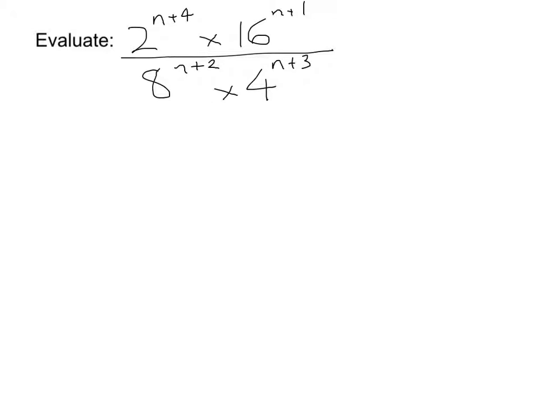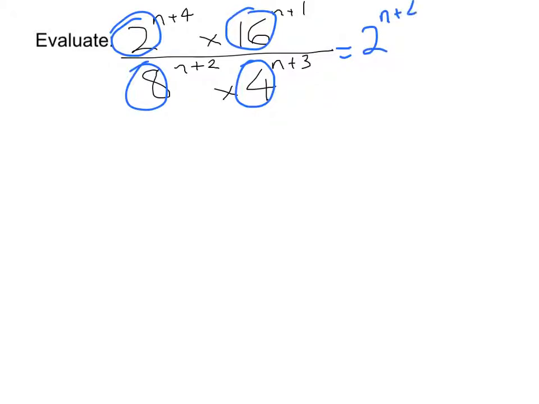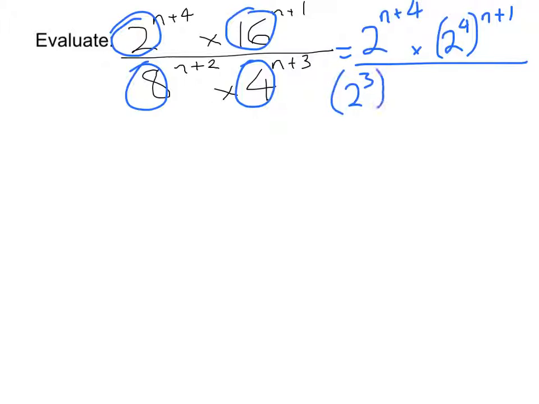Okay, this question is getting slightly harder because we have to recognise that we have got 2, 16, 8 and 4. So they're all powers of 2. We need to change them into 2 to the power of something before we make a lot of progress. So we get 2 to the power of n plus 4 times 2 to the power of 4 times n to the power of n plus 1. In the denominator we've got 2 cubed to the power of n plus 2 times 2 squared to the power of n plus 3. Now we need to collect up like terms and do a bit of expanding.